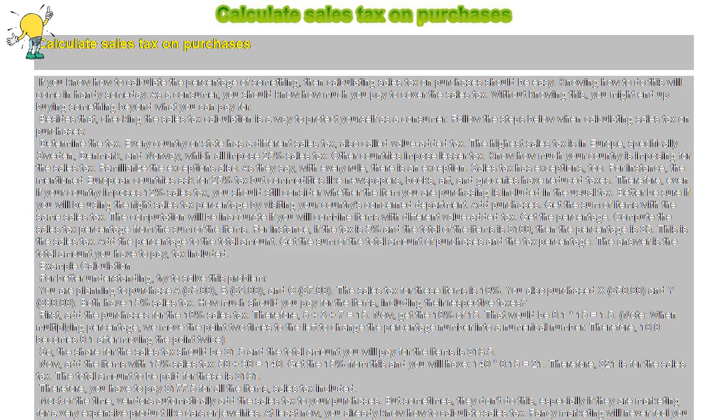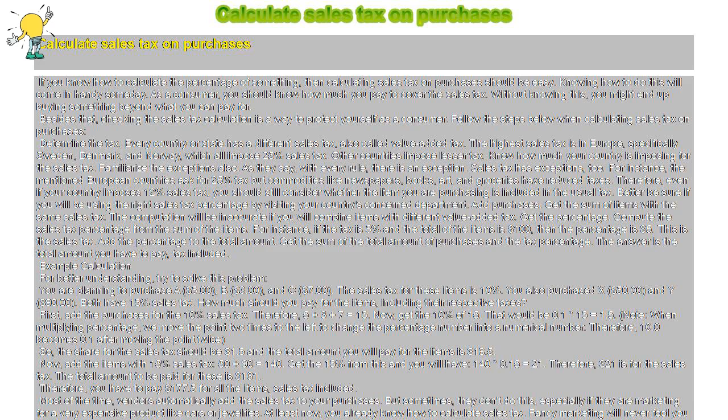Add the percentage to the total amount. Get the sum of the total amount of purchases and the tax percentage. The answer is the total amount you have to pay, tax included.